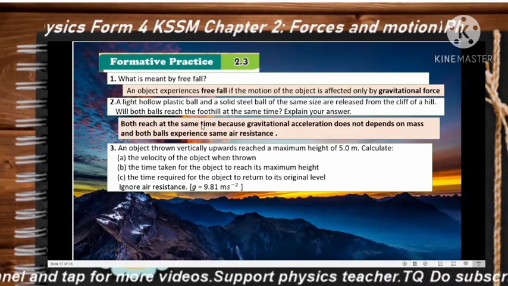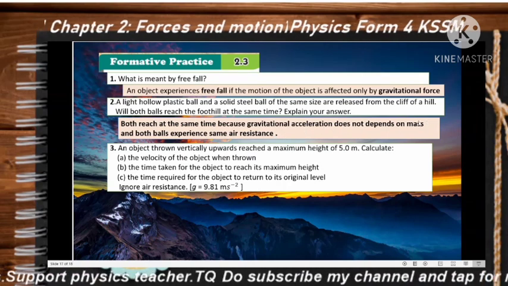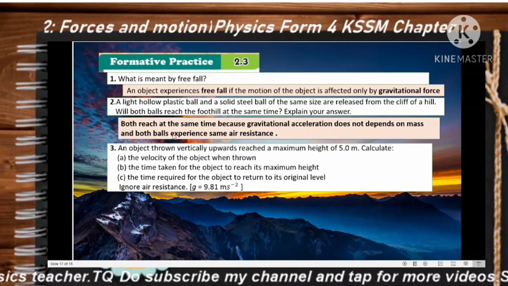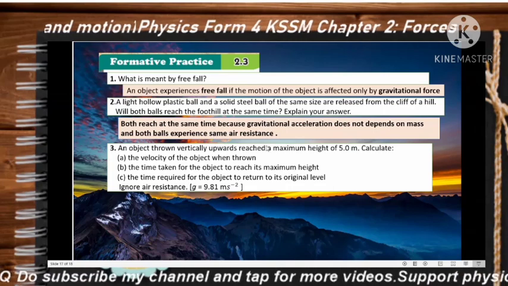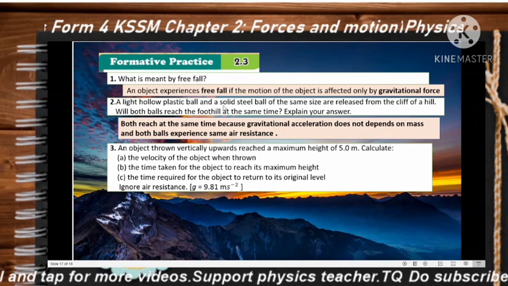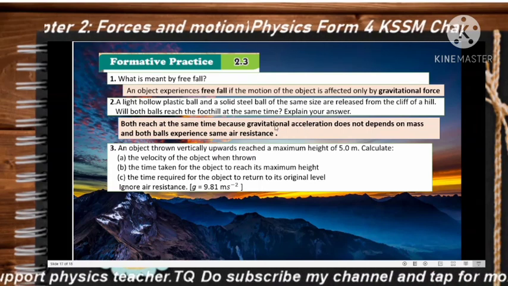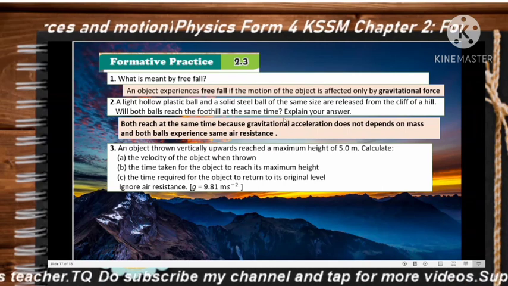Okay, so from here we can write down the answer. Both reach at the same time because gravitational acceleration does not depend on mass, and both balls experience same air resistance. They have same size and same shape, of course, because this one is ball. Okay, so they will reach the ground at the same time.